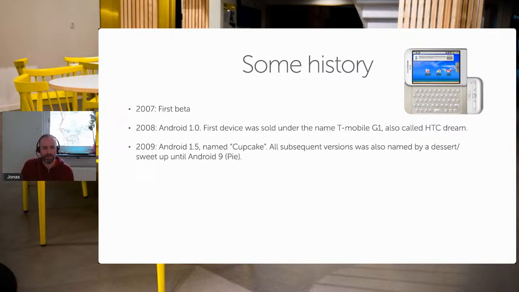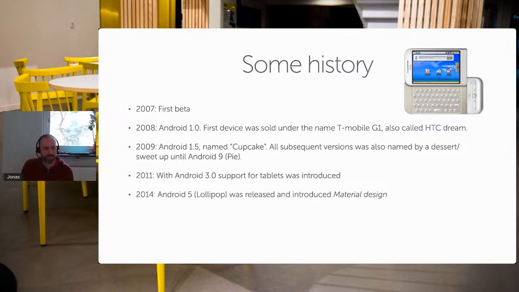In 2009, the first publicly available version came out called Cupcake, and this is also when a wide array of other phone vendors could start using Android, adopting it for their devices. And since then, quite a few versions were named by a dessert, so to say, with Donut, Eclair, KitKat, Marshmallow, and so on for each major version of Android. But then they dropped these quirky version names after Android 9, which was Pie, and after that it's just Android and the number of the version. 2011, we have support for tablets, so that was quite a big milestone.